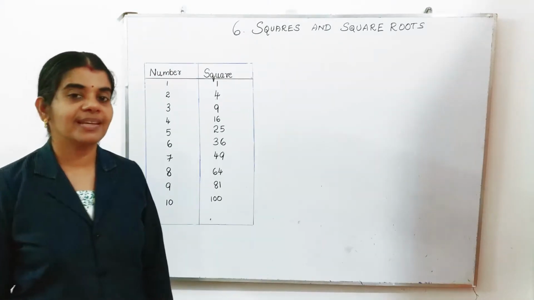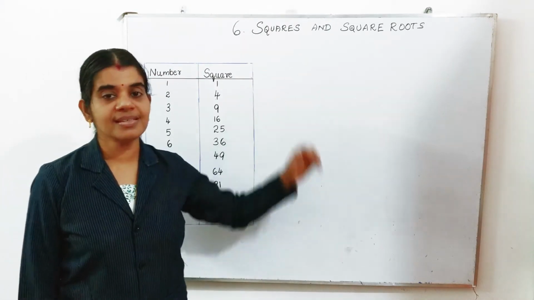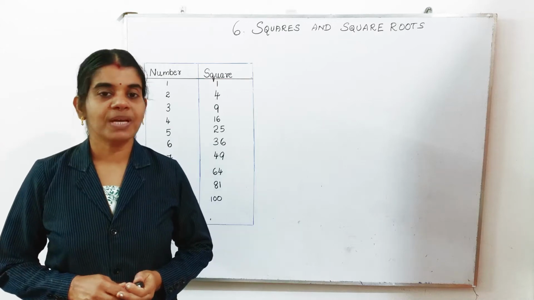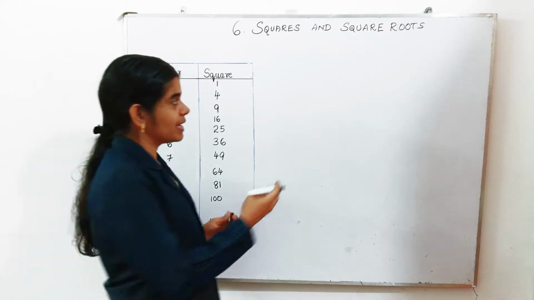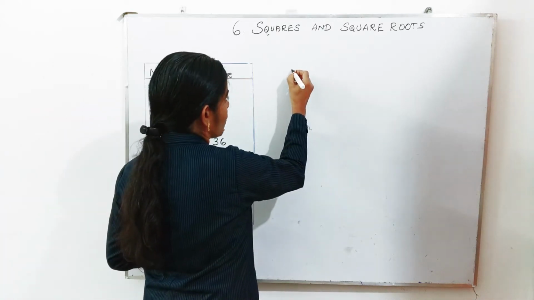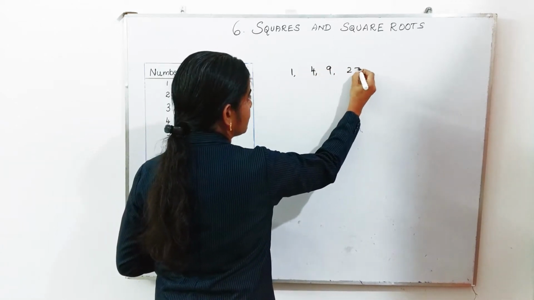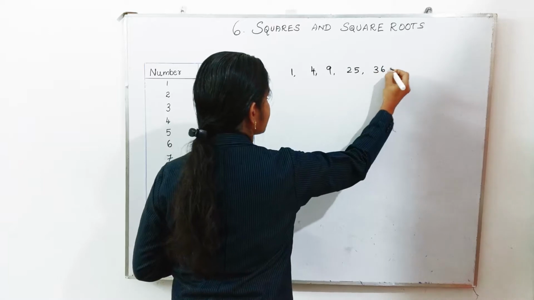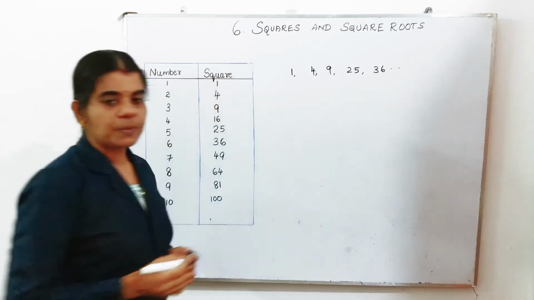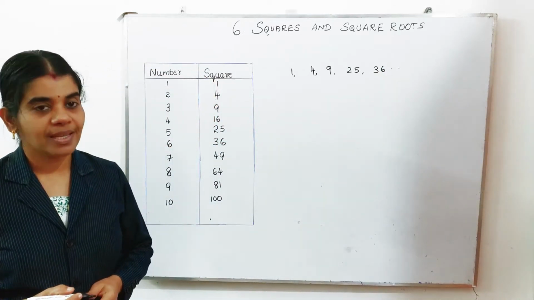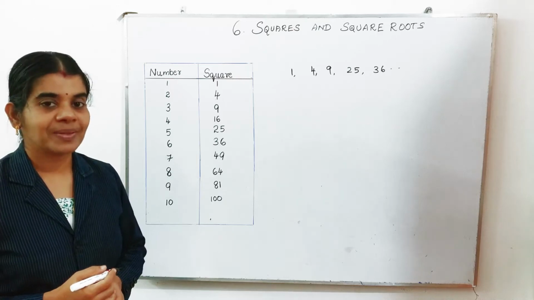Today we are going to start a new lesson, that is squares and square root. What is meant by a square number? I am writing here 1, 4, 9, 25, 36, etc. Is there anything special about these numbers? Anything special you are noticing?